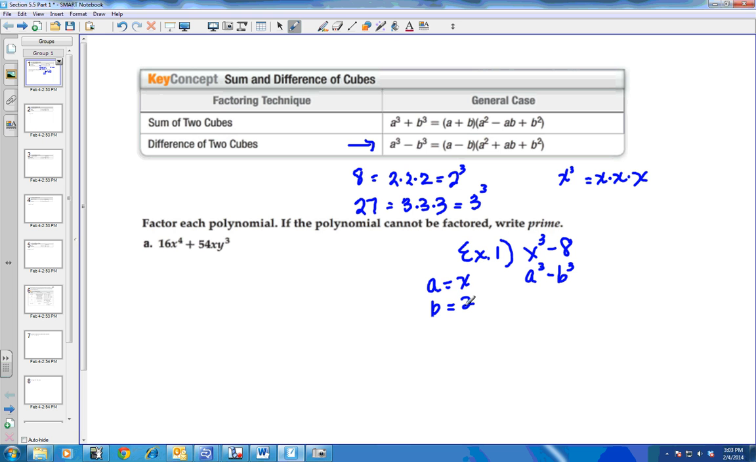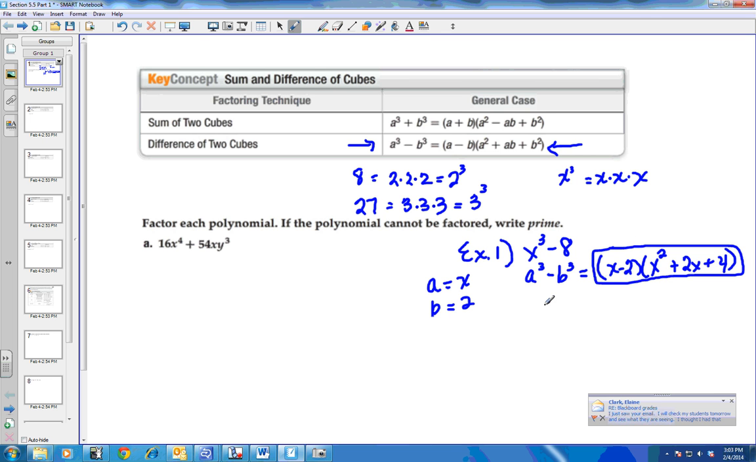And now I know what my a and b are. So now I'm going to plug these numbers into this formula. It says a minus b, so x minus 2. Then it says a squared, so my a was x, so x squared. Plus a times b, so 2 times x is 2x. Plus b squared, and so 2 squared would be 4. And that's how I would factor x cubed minus 8.